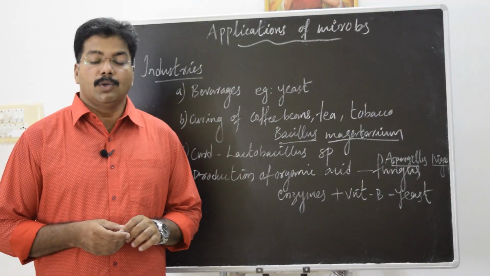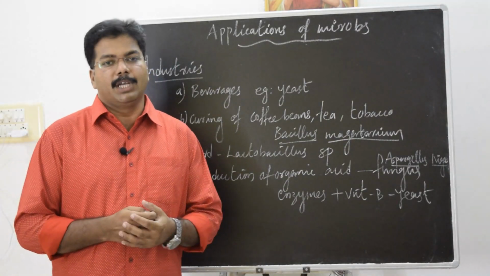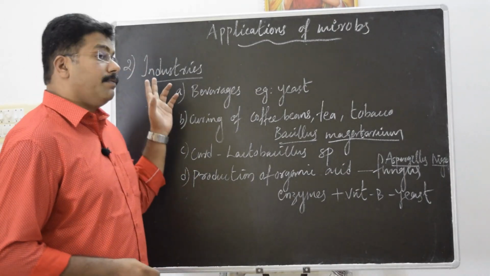In all these ways, microbes are very helpful for us industrially, because you are going to get these enzymes, organic acids, or vitamin B tablets from industry. Someone has to produce them, so you go and purchase them. So it's an industrial use of all these things. The second application of microbes is in the field of industries.